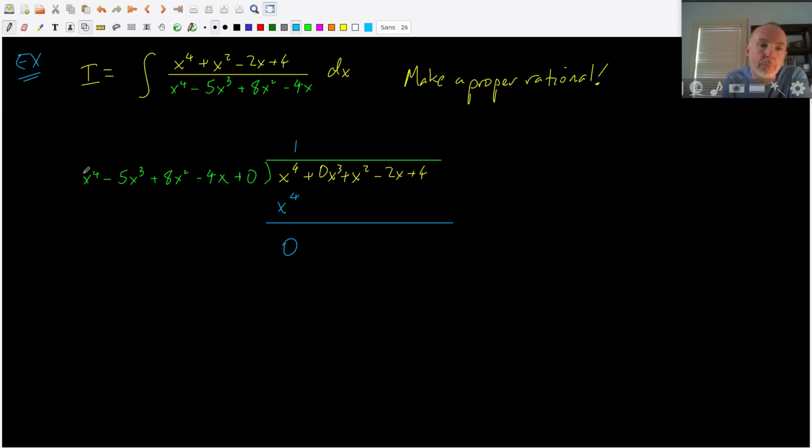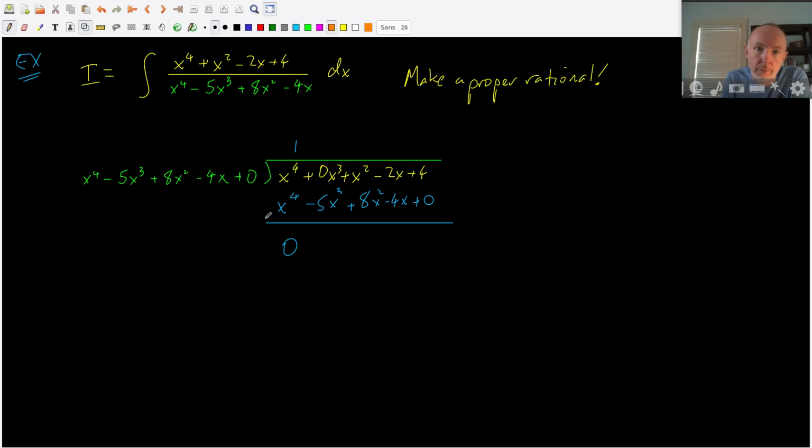So I'm asking, what multiple of this do I need to produce this? What multiple of x to the 4 do I need to produce x to the 4? And the answer is 1. So when I multiply that out, I've got to multiply every term. So I get x to the 4, 5x cubed, 8x squared, I'm multiplying everything by 1, minus 4x plus 0. So I'm just taking this 1, multiplying it through that whole thing, writing it here.